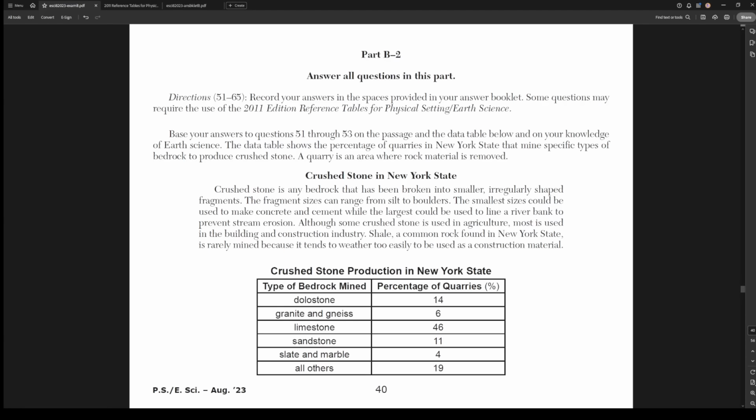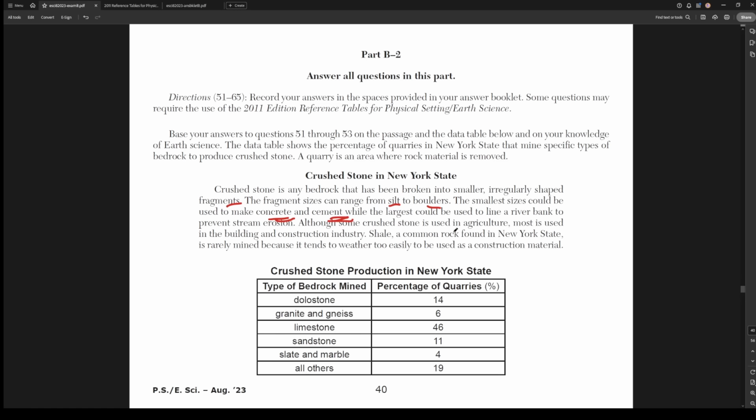All right, let's go. Part 2. Here we go. 35 more questions. We got a crushed stone in New York State. Crushed stone is any bedrock that has been broken into smaller, irregularly shaped fragments. Okay, they can range from silt to boulders. Smallest size could be used to make concrete and cement. Larger size could be used to line a riverbank to prevent stream erosion.